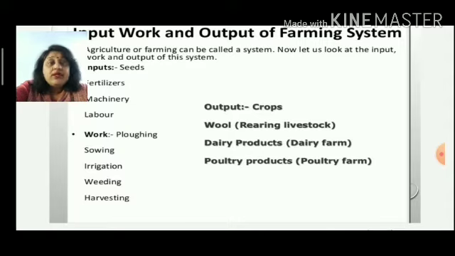Crops, as I told you, agriculture is not only the art of cultivation, it includes rearing of animals also. So wool rearing, dairy products, okay, and along with that poultry products.